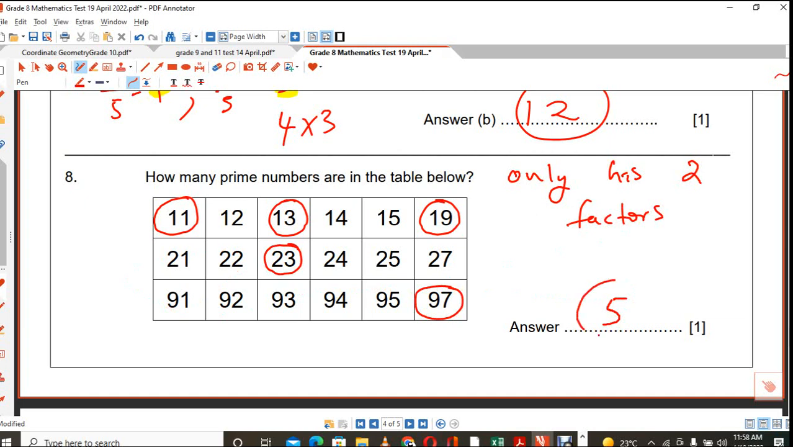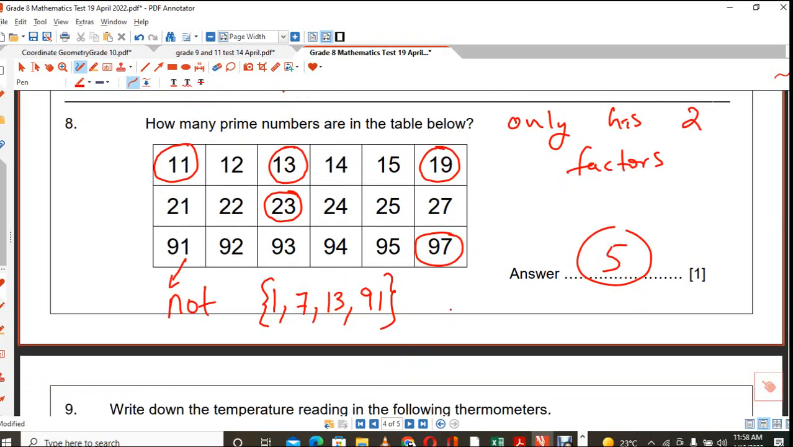They are just 5. This one is not, because 1 goes there, 7 goes there, 13 goes there, and 91 goes there. If you use your calculator or whatever, you know your multiplication timetable, you should know that 7 times 13 is 91. So 91 looks funny, but it's not a prime number. Some people wrote 10.